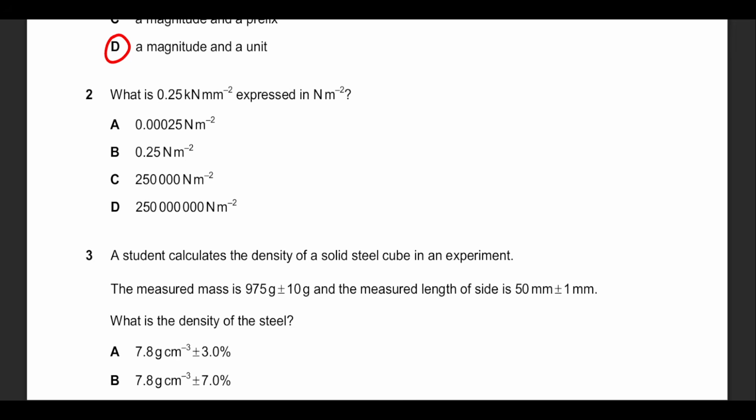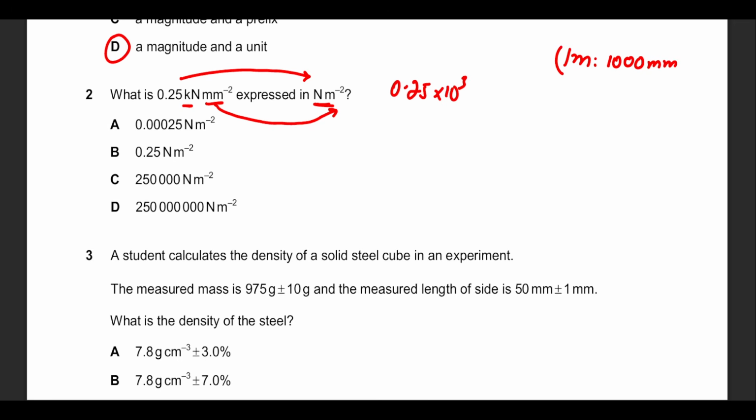So this is, what is 0.25 kilonewtons per millimeter square expressed in newtons per meter square. We know that we can convert kilonewtons to newtons first, which will be 0.25 times 10 raised to the power 3. Now, to convert millimeter square to meter square, we can develop this ratio that 1 meter is equal to 1,000 millimeters. And since we're squaring this, let's take the square of everything over here, and then we can develop a ratio that this was divided by 1 millimeter square.